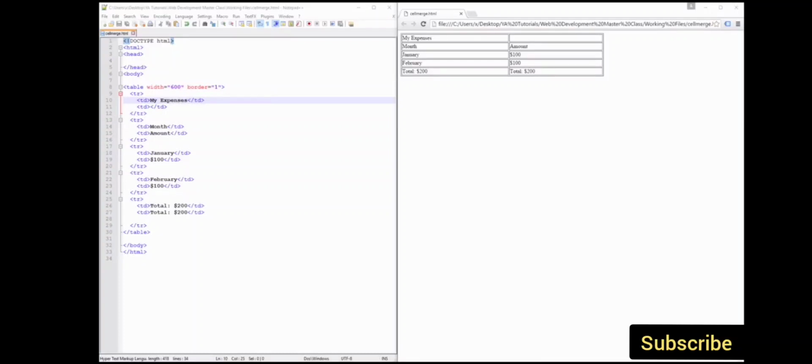Oftentimes, when working with tables, it's necessary to combine two columns into one. For example, on this table, the first row contains a heading, My Expenses. Since we don't need two columns in this row, let's go ahead and merge them.